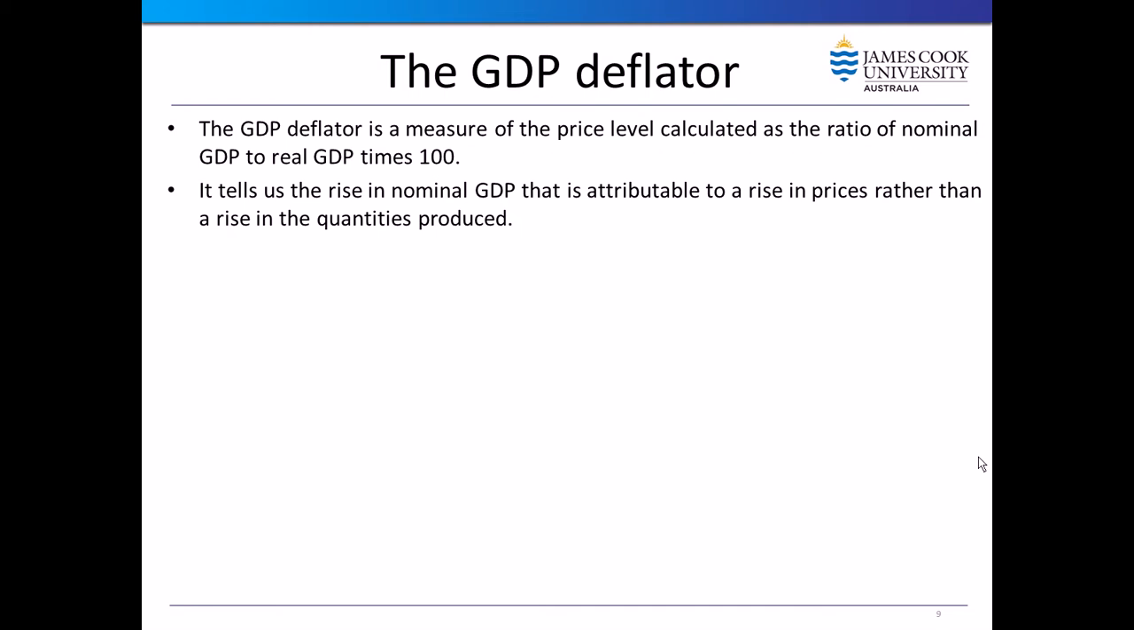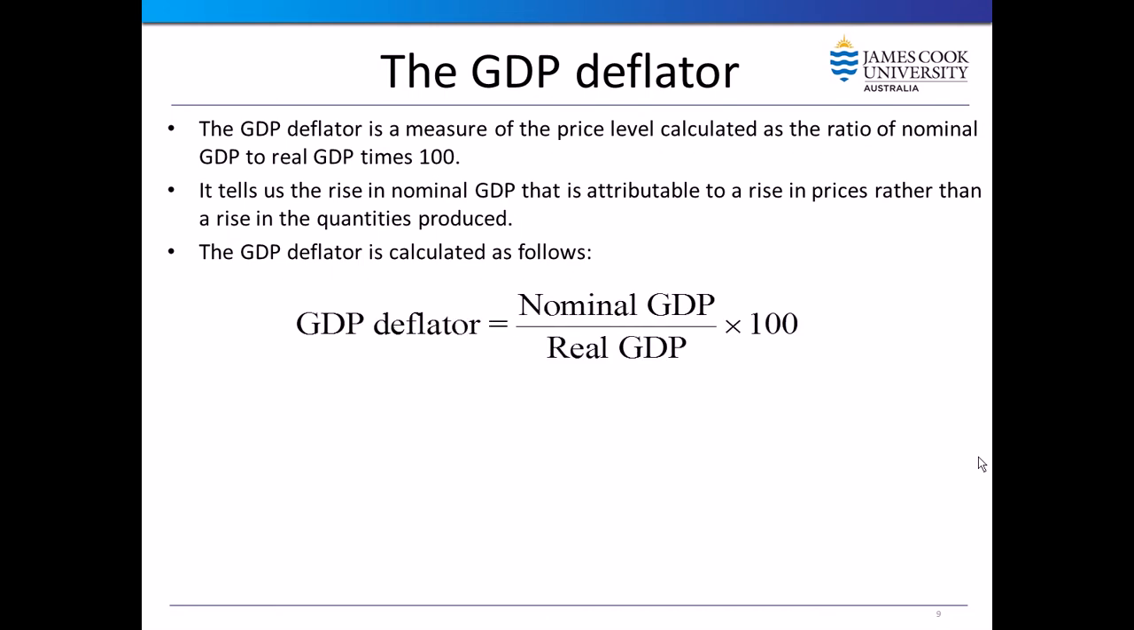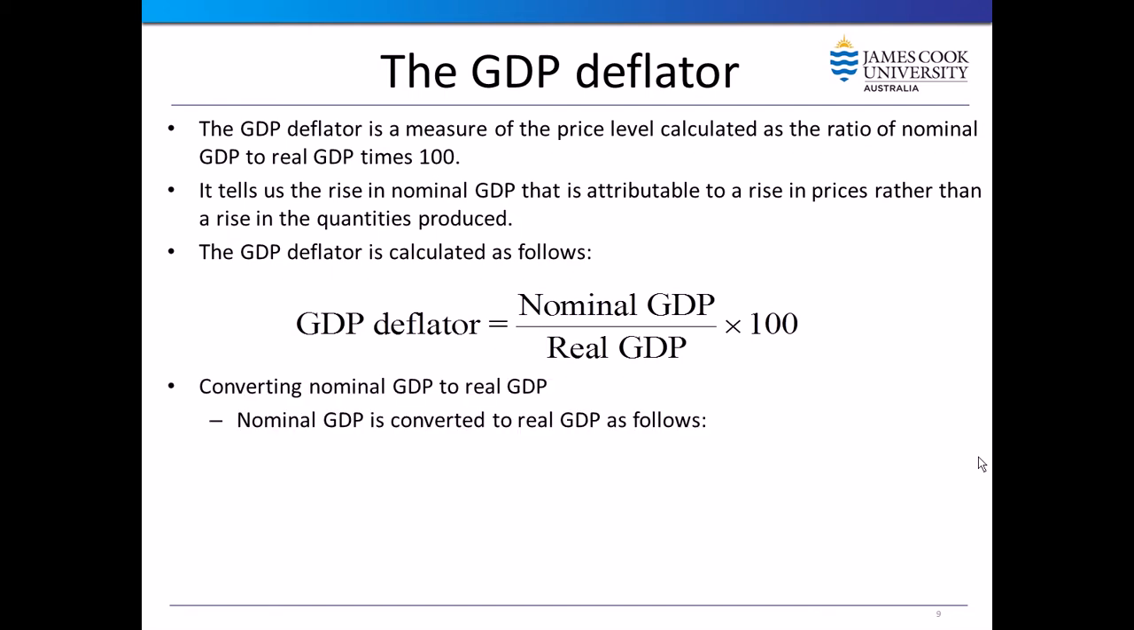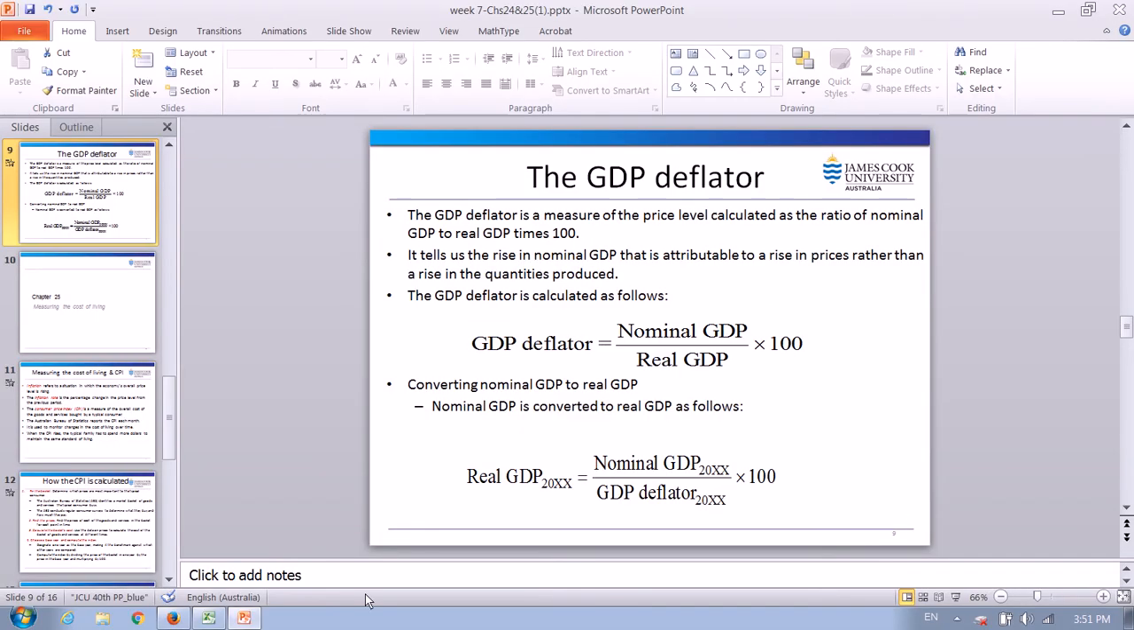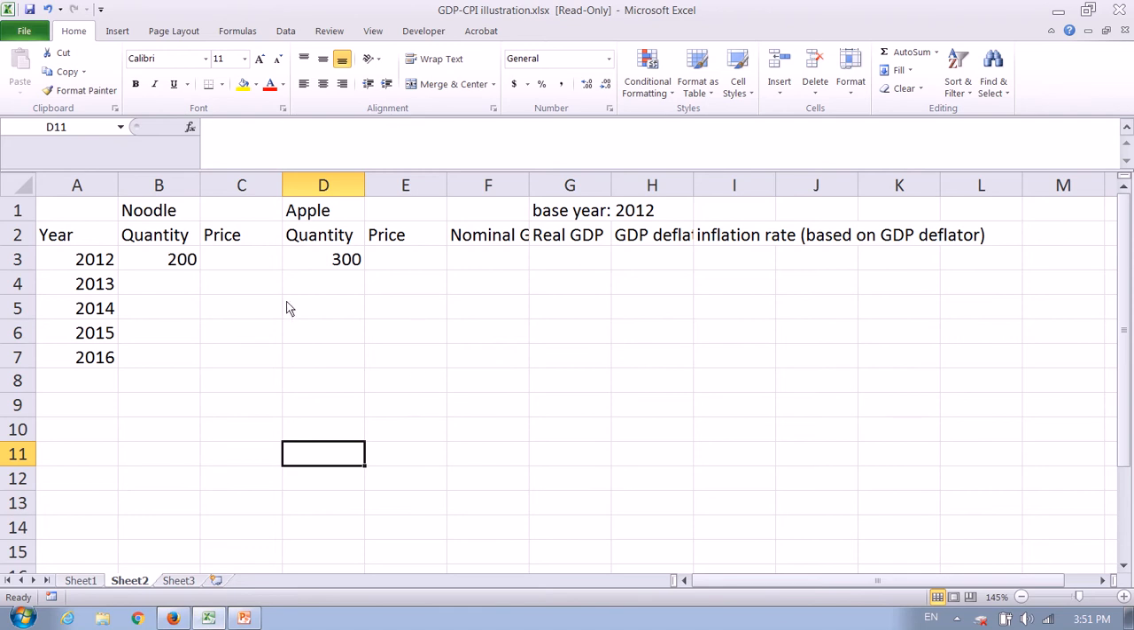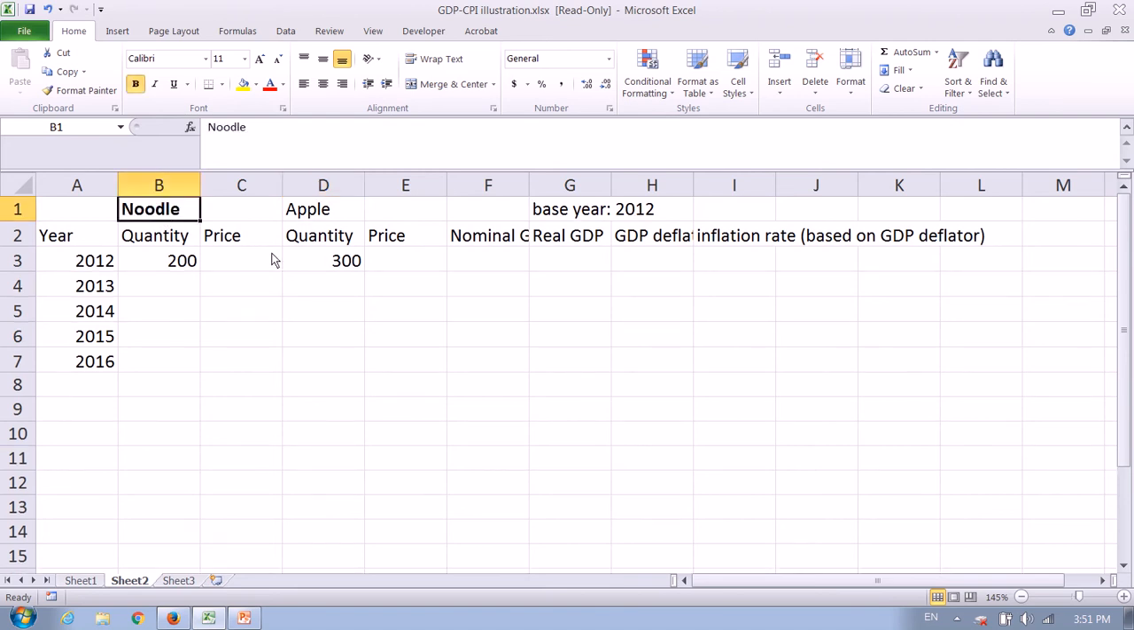So it's calculated using this formula: nominal GDP divided by real GDP times 100. So let's look at the examples here. Suppose that this economy produced 2 goods, noodle and apple. In 2012, this economy produced 200 noodles and 300 apples.